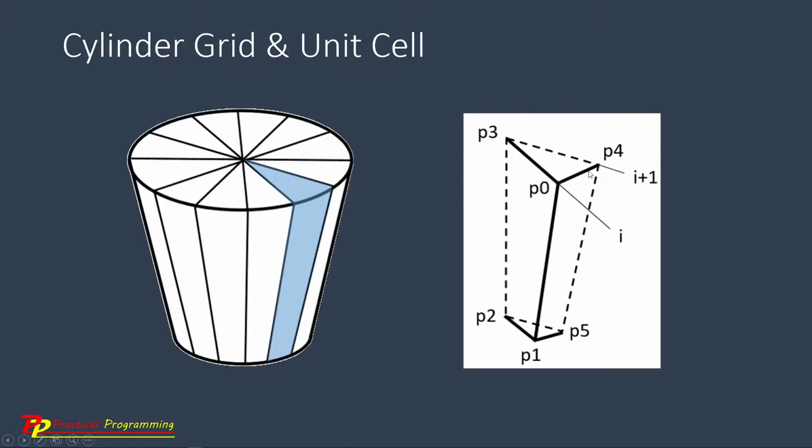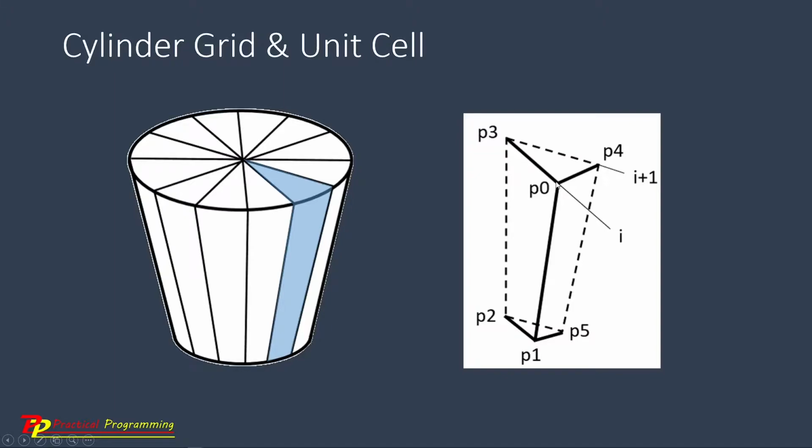The top surface has 3, and the bottom has 3 vertices, and 3 surfaces: top surface, bottom surface, and side surface. And 9 line segments. They have 3 line segments on top, 3 line segments on the bottom, and also 3 line segments on the side. For each unit cell, we only need to draw 5 solid line segments.